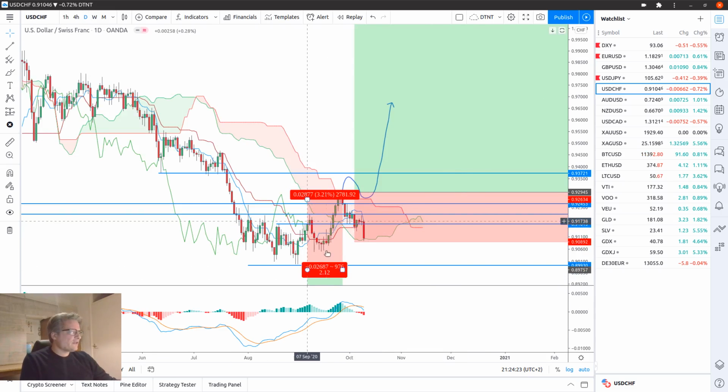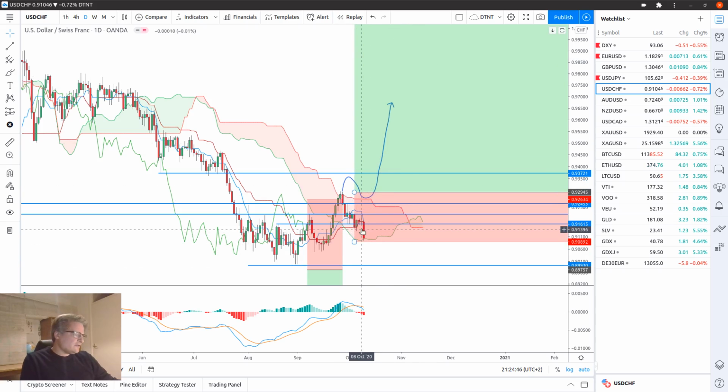So I was waiting for this kind of retest on the flat Kumo right here. What happens often is that price breaks out of the Kumo, and when it does, it then retraces to the flat part of the Kumo. So that's where I wanted to get in more or less, and then place my stop below the Kumo.